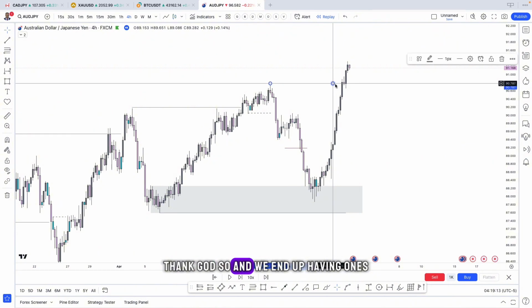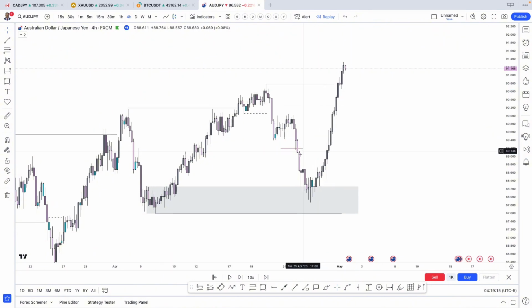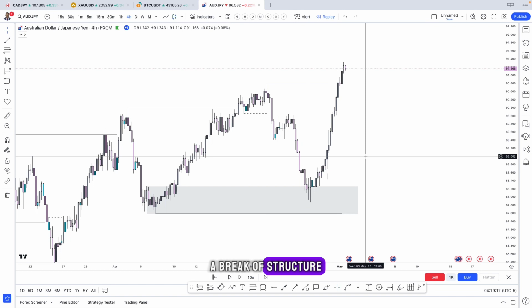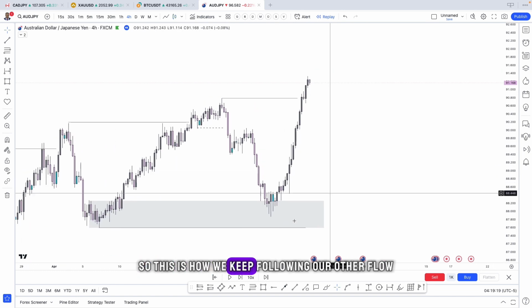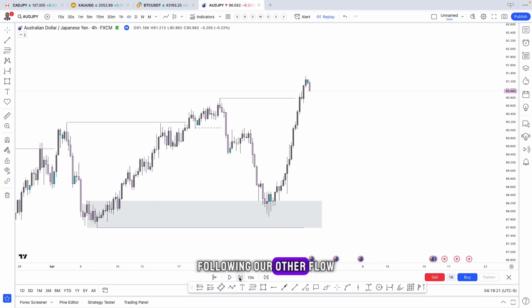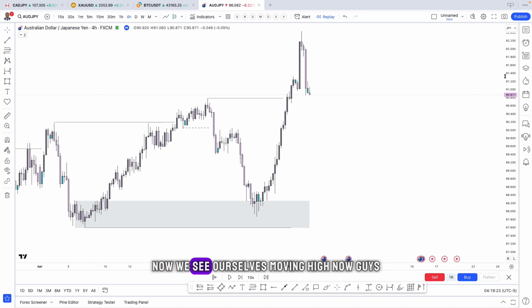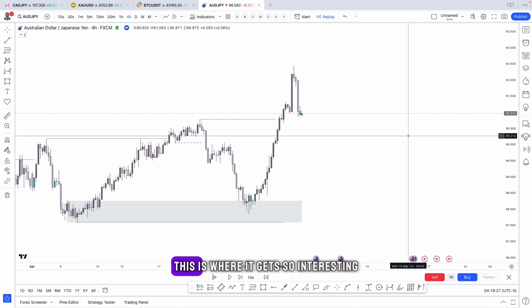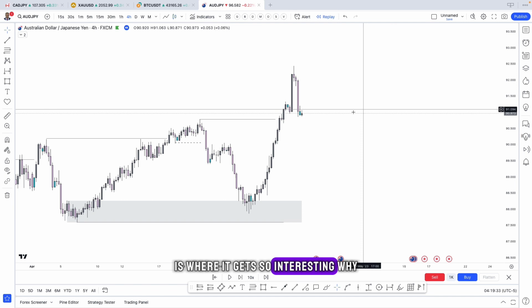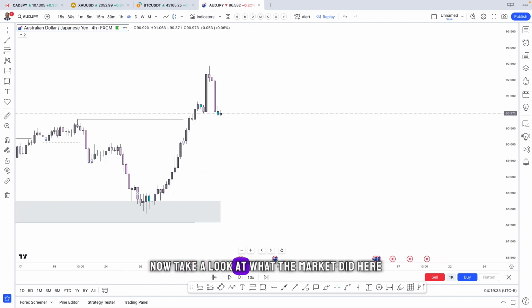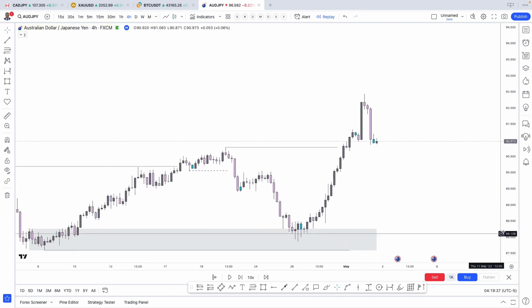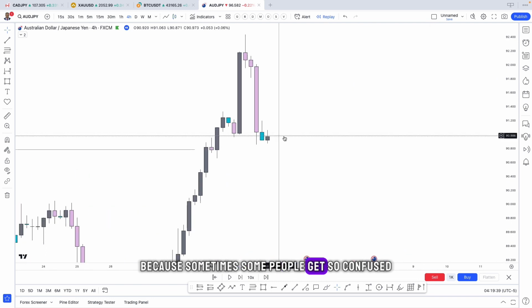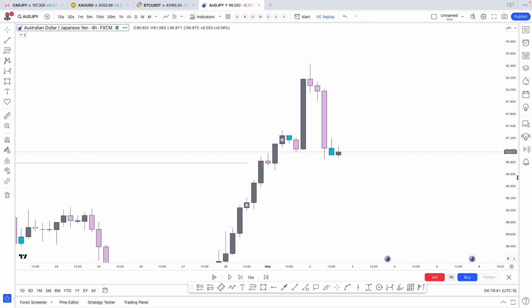And we end up having what? A break of structure. So this is how we keep following our order flow. Now we see ourselves moving high. Now guys, this is where it gets so interesting. Take a look at what the market did here, because sometimes some people get so confused.